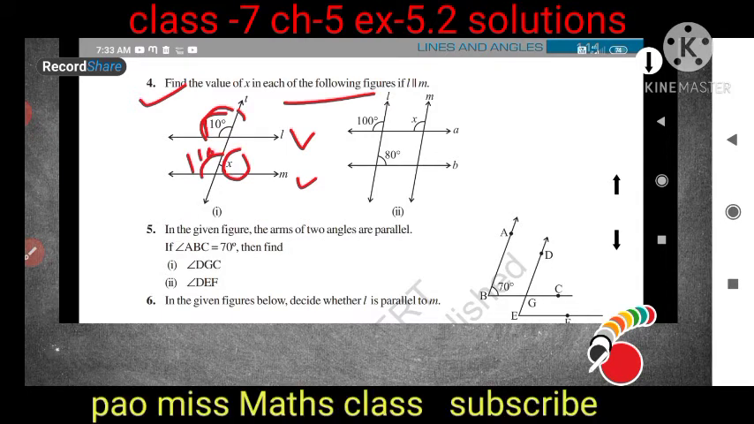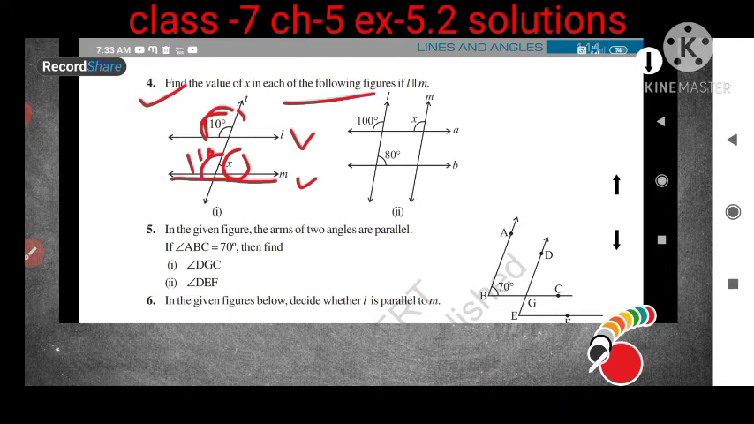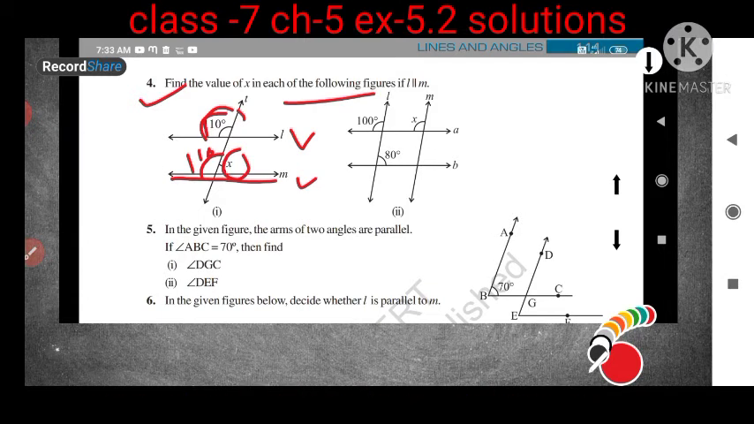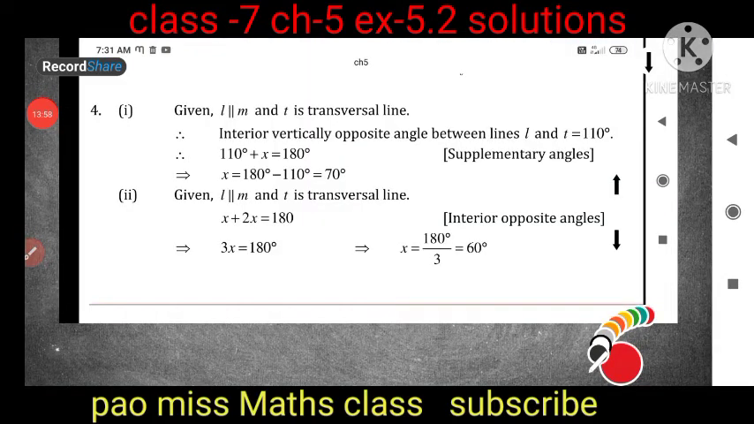110. Why? Corresponding angle, isn't it? Again, now this is forming what? Linear pair. That means x plus 110 will be 180 degrees. So from this you can find the value of x, isn't it?